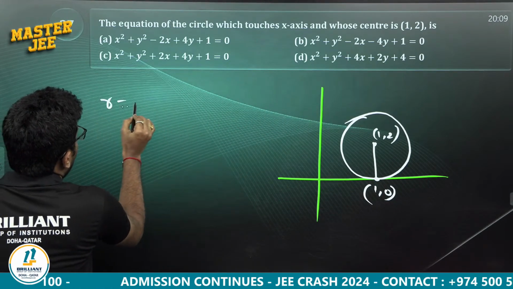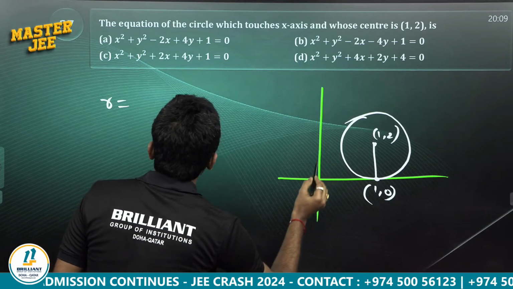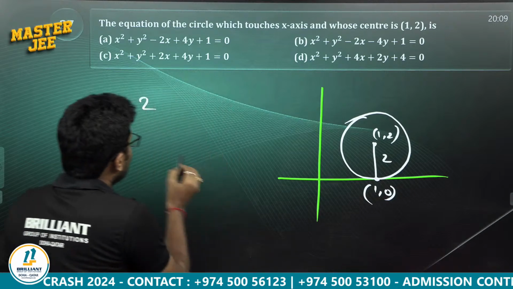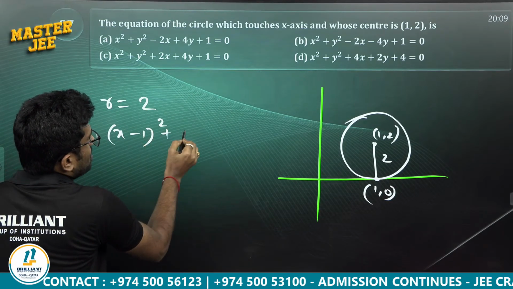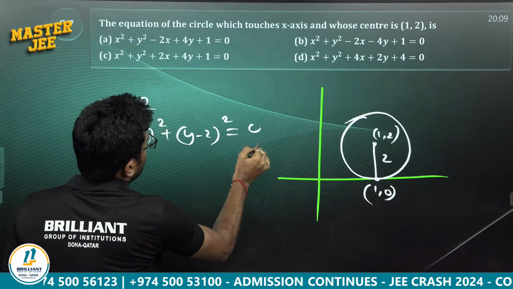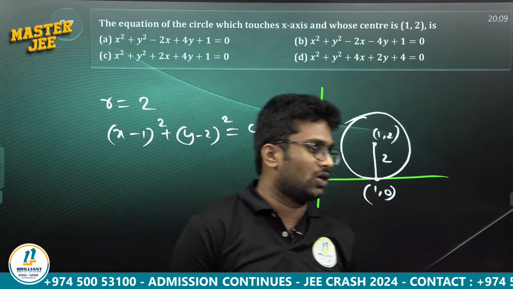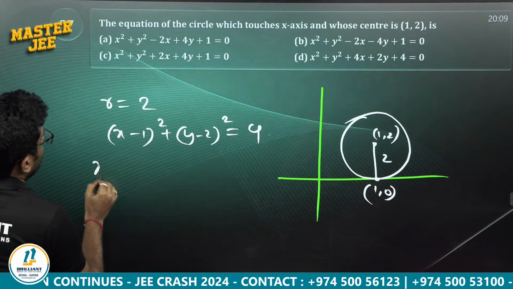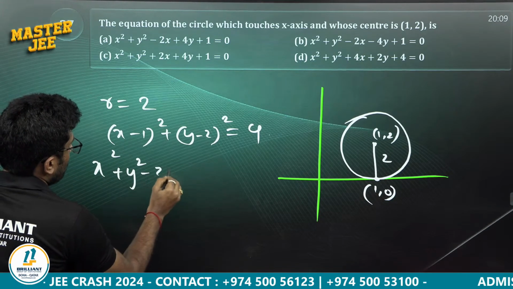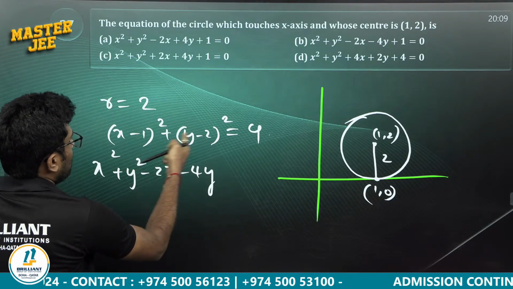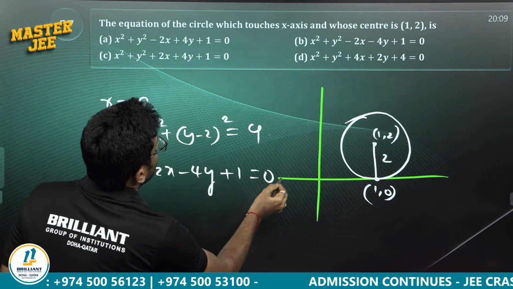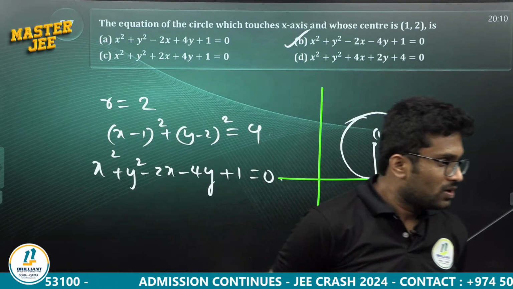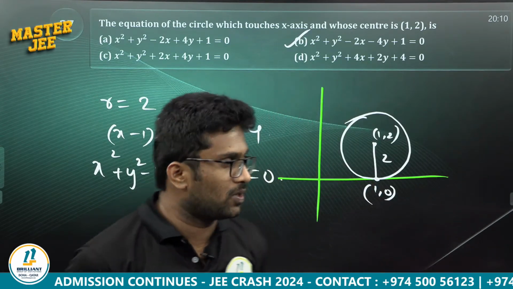What is the radius? R is directly 2. No need of finding anything. The radius is 2 with center 1, 2. So (x minus 1) whole square plus (y minus 2) whole square is equal to 2 square, which is equal to 4. I hope you got it. It's such an easy way. Expanding, x square plus y square minus 2x minus 4y plus 1 plus 4 minus 4 is equal to 0, that is x square plus y square minus 2x minus 4y plus 1 is equal to 0. It is option B. Simple question.